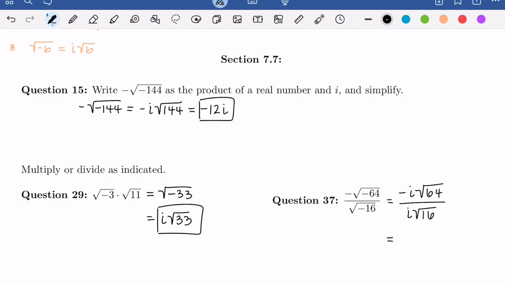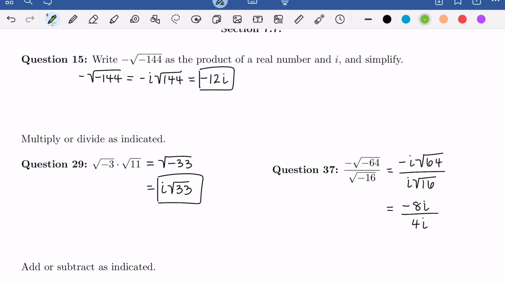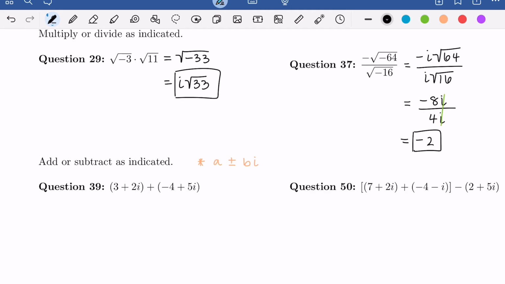Now from here we can simplify this. We still have this minus i on the outside, and then we know that the square root of 64 is 8. So let's actually rewrite this as minus 8i. That's just the format that we like to write it in, a real number and then i. Then in the denominator we're going to have 4i. So then these i's here are actually going to cancel, and then we know that negative 8 divided by 4 is going to give us a negative 2. So that would be our final answer for that guy.